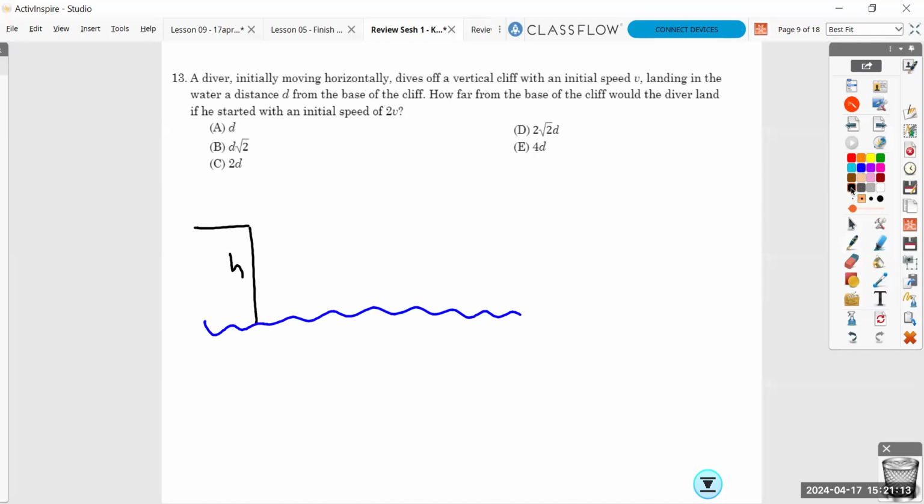They're diving. They dive off with an initial speed of v, and they land in the water a distance d from the base of the cliff. And then the question is, how far from the base of the cliff would the diver land if they had a speed of 2v? We're going to tackle this one very accurately. But let's also start with, are there any answers that we think are less likely to be correct?